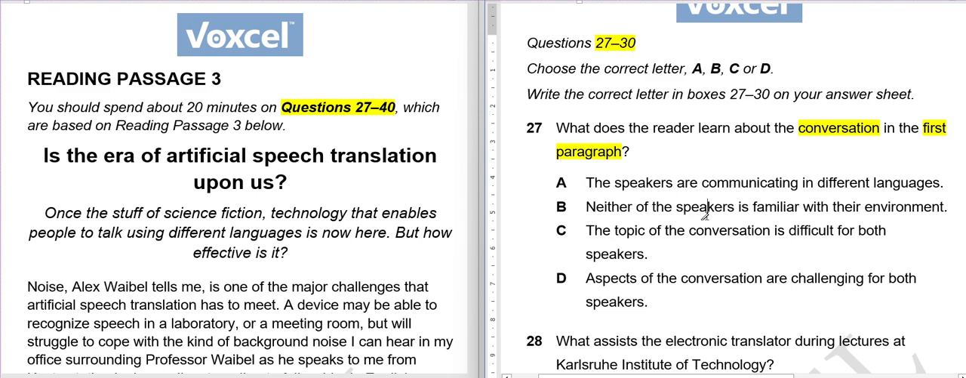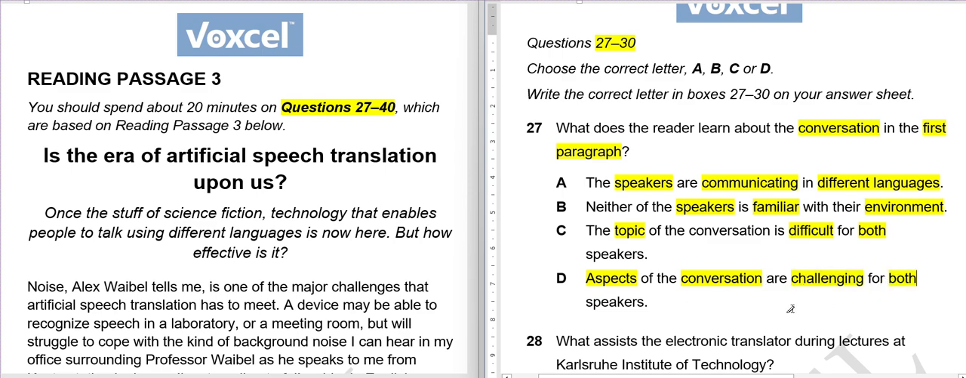Option A, the speakers are communicating in different languages, whether they were talking in different languages. B, neither of the speakers is familiar with the environment. So the environment they are talking in, neither of the speakers is familiar with that. C, the topic of the conversation is difficult for both speakers. The topic is difficult, not for one, but for both. D, aspects of the conversation are challenging for both speakers. Whatever the aspects of the conversation are, they are challenging for both.